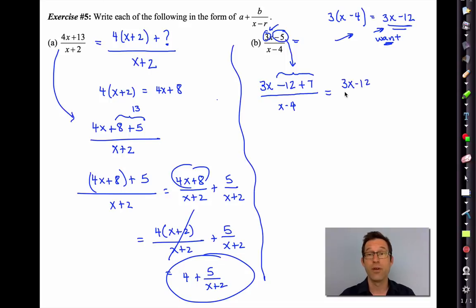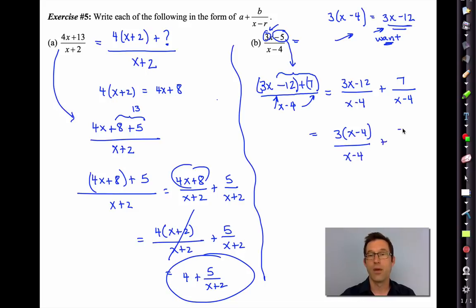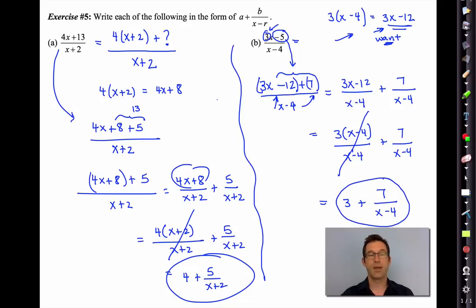I've got 3x minus 12 divided by x minus 4 plus 7 divided by x minus 4. I'm really grouping the addition like this, right? And then I'm distributing the division to this and to that. But then I'll have 3 times x minus 4, all divided by x minus 4, plus 7 divided by x minus 4. These cancel, and I get 3 plus 7 divided by x minus 4. And there's my final answer. And it still is the same way as it was on my worksheet. All right, pause the video now and think about these a bit.